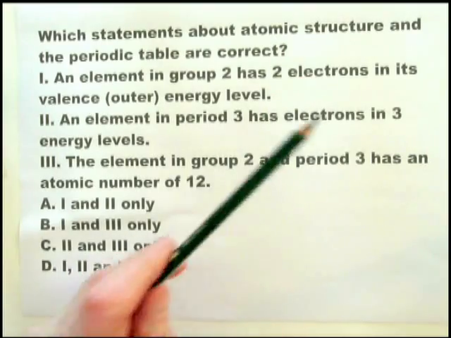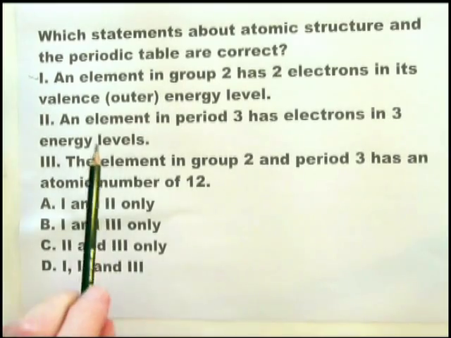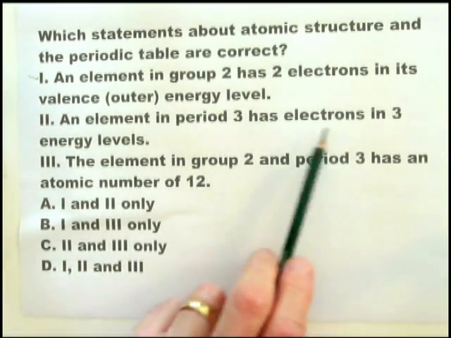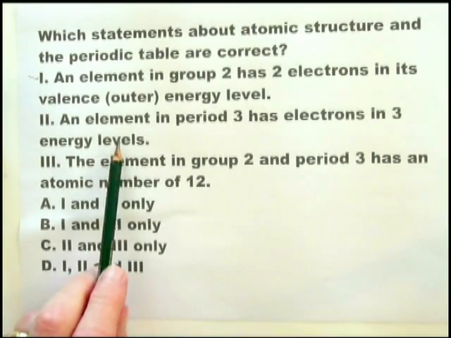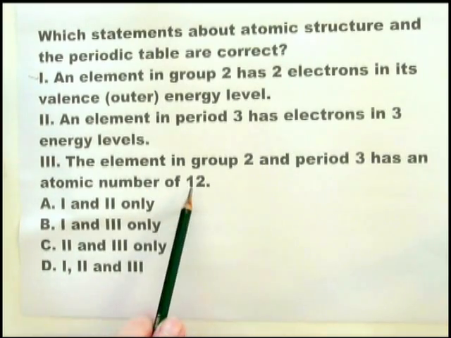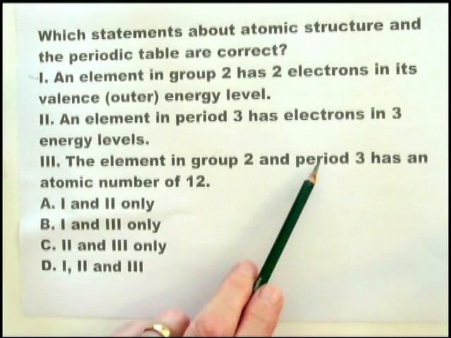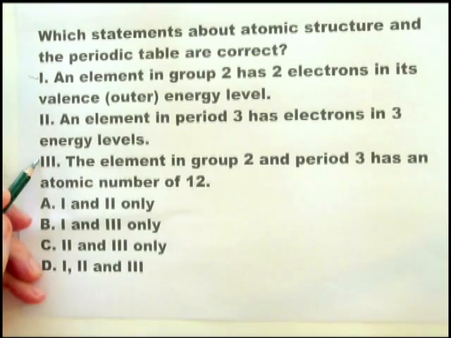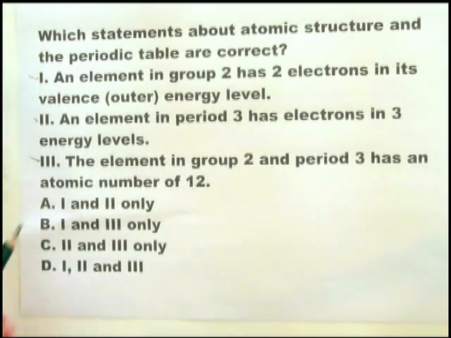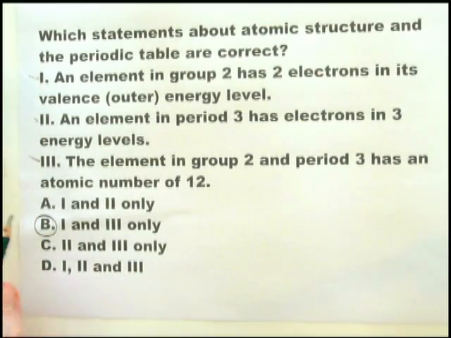So, once again, if you know the periodic table well, you'll immediately see that an element in group 2 has 2 electrons. That is clearly correct. And an element in period 3 has 3 electrons and 3 energy levels. That's a confusing statement. It's wrong. The element in group 2 in period 3 has an atomic number of 12. Again, you will recognize this immediately as magnesium. And yes, it is in group 2, and yes, it is in period 3, so you'll know that that is correct. So 1 and 3 are correct.